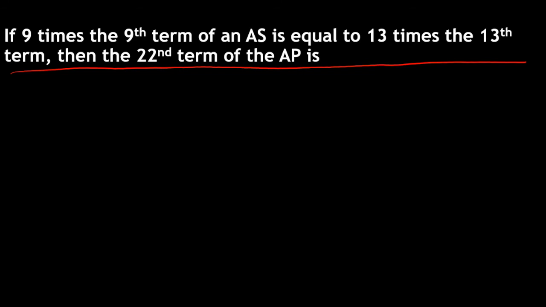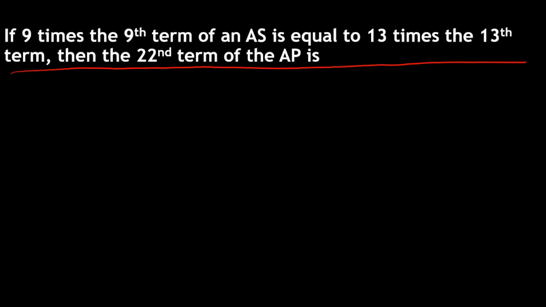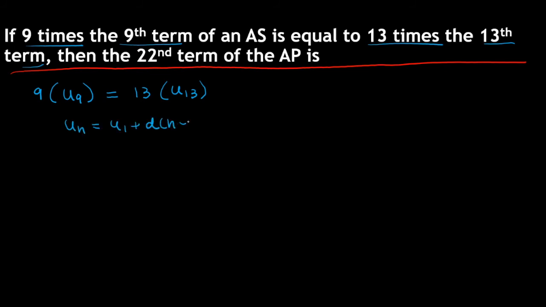So what this question tells us is that 9 times the ninth term and 13 times the 13th term are equal, right? So let's write what it's actually saying so that you get a feel for what's happening, right? 9 times the ninth term, u9, is equal to 13 times u13. So how can we move forward with this question, right? So I'll use our general equation, un is equal to u1 plus d into n minus 1. I'll use that in here and in here, right?